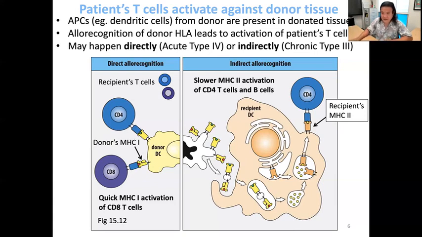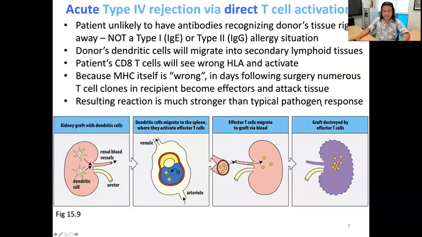But in this case, it does see the yellow dot because it comes from the donated tissue. So over time, this now will start an immune response. So let's take another closer look at these two.